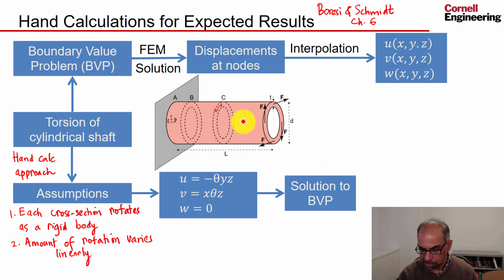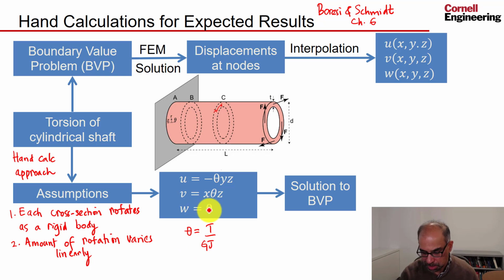But anyway, when you're away from that end, you expect that the displacements will match that, and then by calculating the stresses from this and looking at the stresses on that cross section, they should add up to the applied torque. And if you do that, you will get theta equals T over GJ, where T is the applied torque, and G is the shear modulus, and J is the polar moment of inertia. And Boresi and Schmidt shows you how to do that.